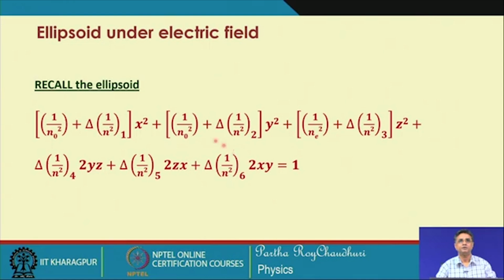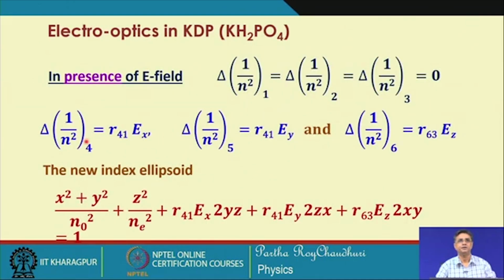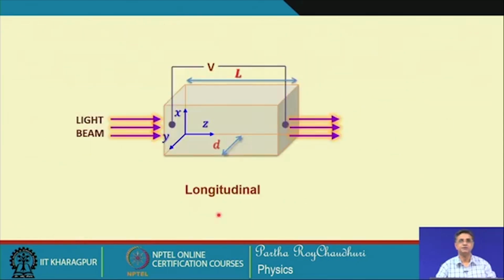So, these components are all 0, but these cross terms will be non-zero, and this is what we mentioned. R41 is attached to Ex, Ey and Ez. Then the new index ellipsoid in this case will be represented by this equation. This will be the ellipsoid under the electric field. Now, we will have to diagonalize this equation, or we can give some Euler angle rotation looking at the equation, who are the cross components, etc.